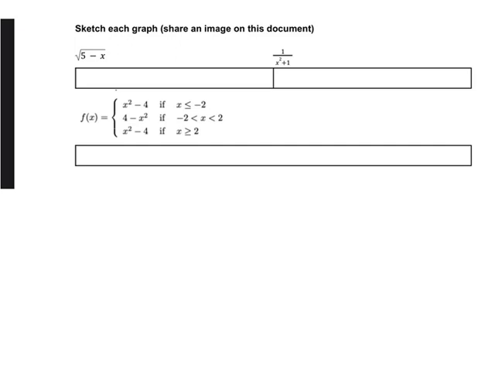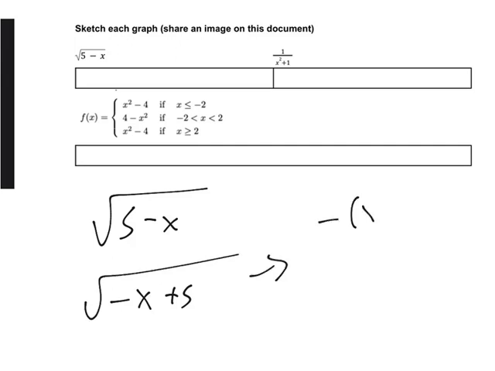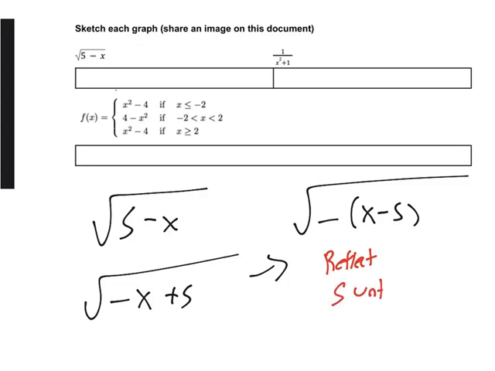Sketching each graph, sharing an image of each. Okay, if we look at this one, that looks like this. And I can actually look at that as negative x minus 5. And now I can think about how this function is going to behave a little easier that way. So it looks like a reflection across the x-axis, and it looks like it's shifted 5 units to the right.